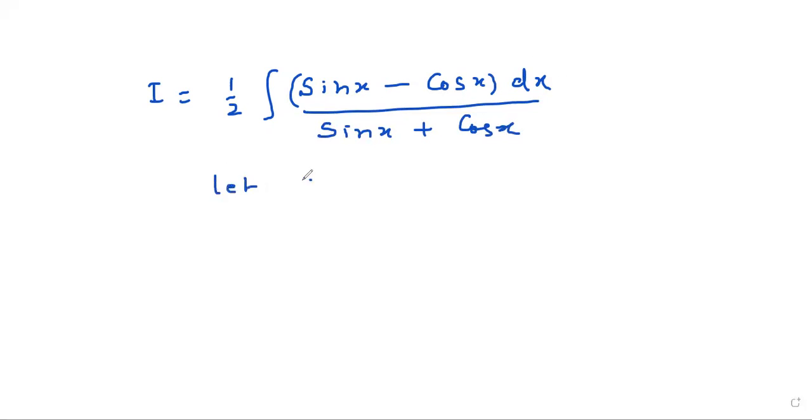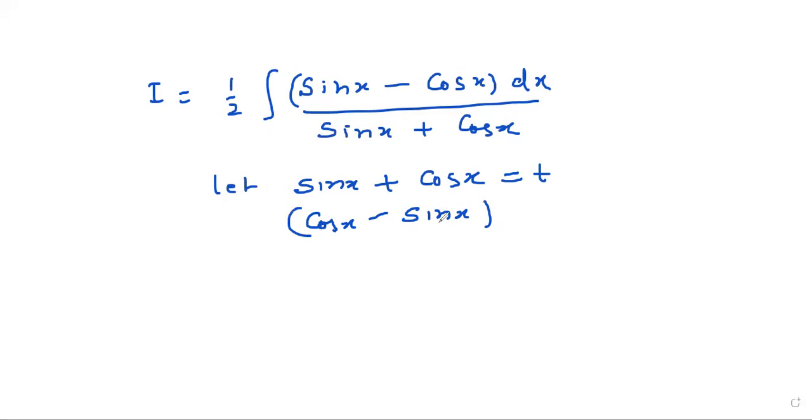Let sin x plus cos x equal to t. This will become cos x minus sin x dx equal to dt.